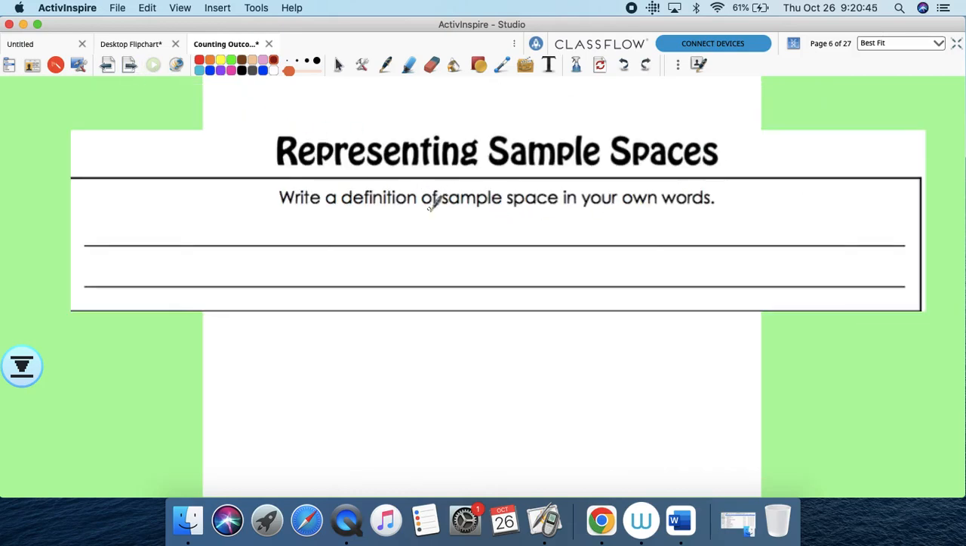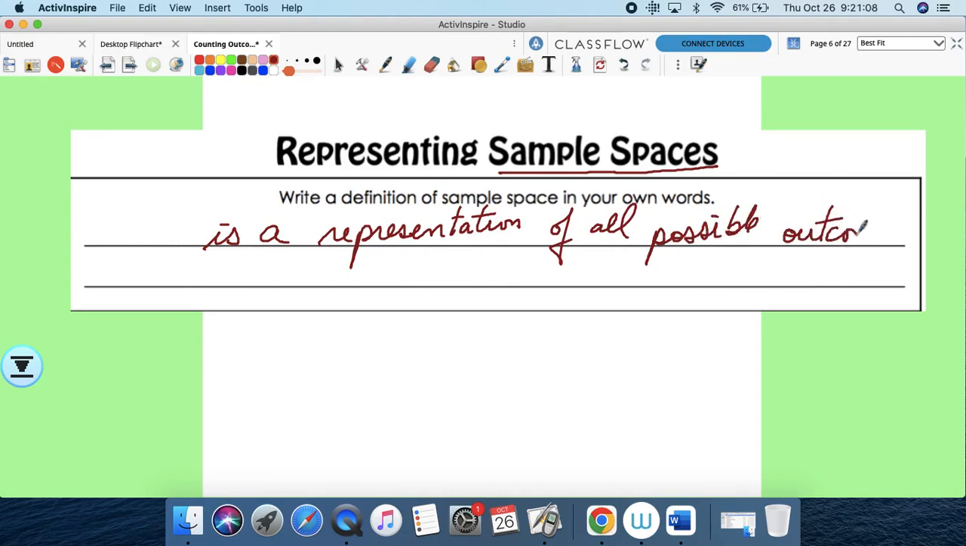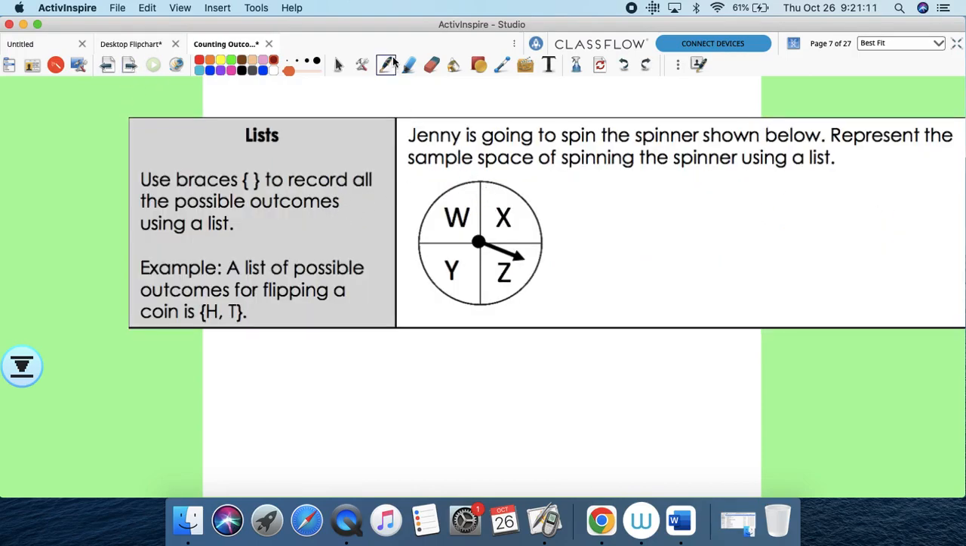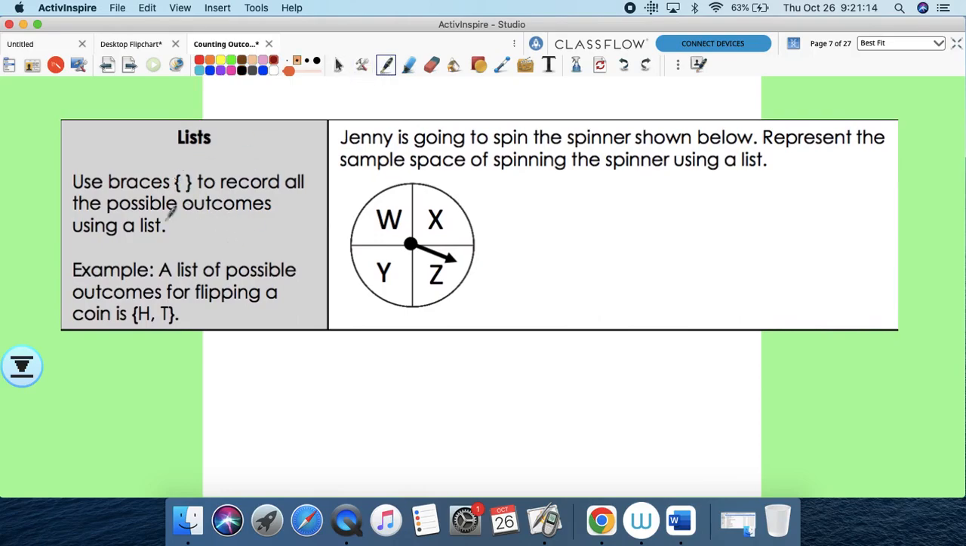Now, sometimes with compound events, you need to represent all the possible outcomes. And that's what sample space is. A sample space is a representation of all possible outcomes. We can represent it in different ways. We can use braces. So, if you have a simple spinner like this, what are all the possible outcomes? W, X, Y, or Z. There's nothing more, right? That's the only thing that can happen. So there's 4 outcomes, 4 results that can happen.